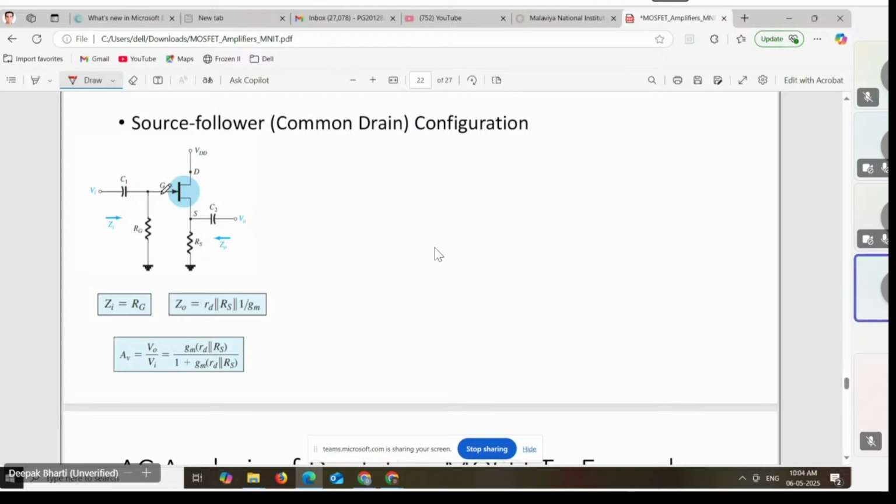Of depletion MOSFETs, enhancement MOSFETs. Then we had seen what should be the operating region of the MOSFET so that it can work as an amplifier. So we had determined that the region of operation should be saturation. After that, we had seen the concept of transconductance, and then we had taken a few cases of depletion MOSFET based amplifiers. So we had covered two cases: the fixed bias and the self bias.